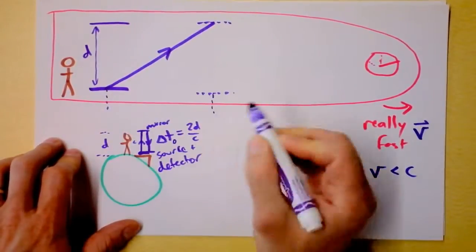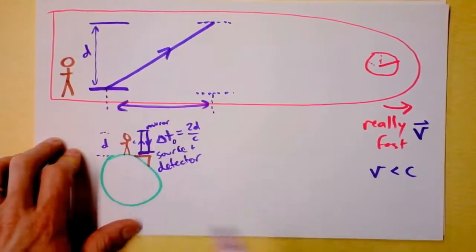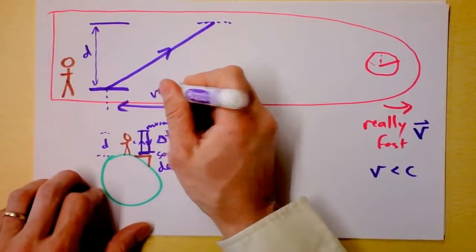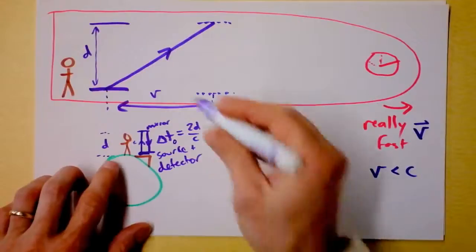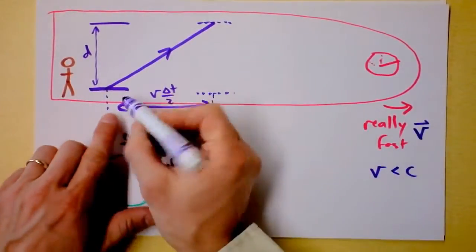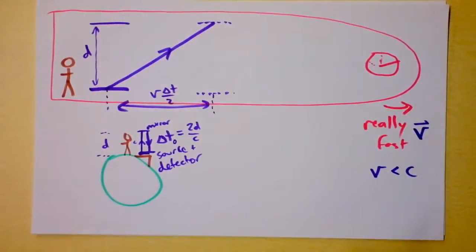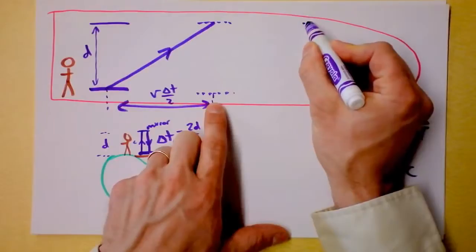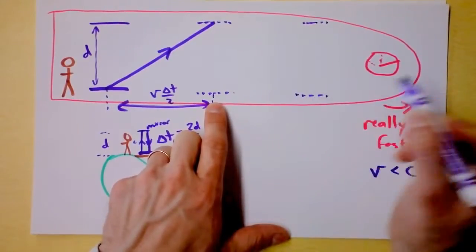How would we define the distance that the spaceship has gone? Well, I guess it's going to be the speed of the spaceship times the time that it took to go that far, which is delta t over 2. Isn't that that distance right there? I think that it is. Now, I should probably use a different color for this. Sorry. Then a moment later, the light is going to hit the detector again.